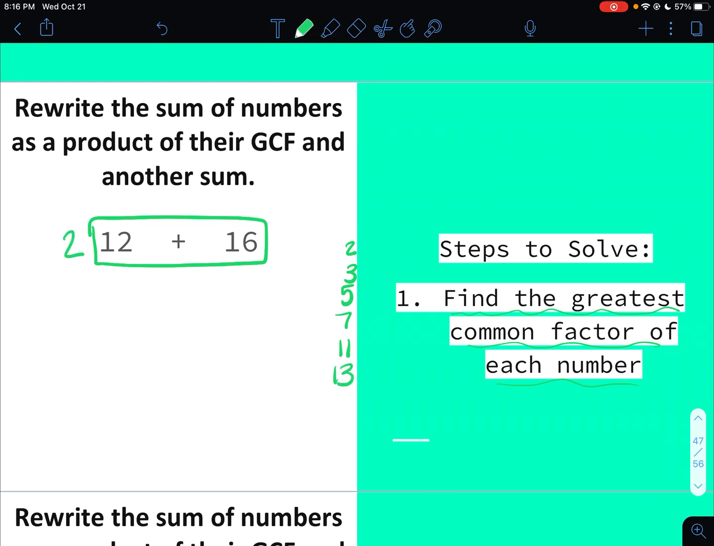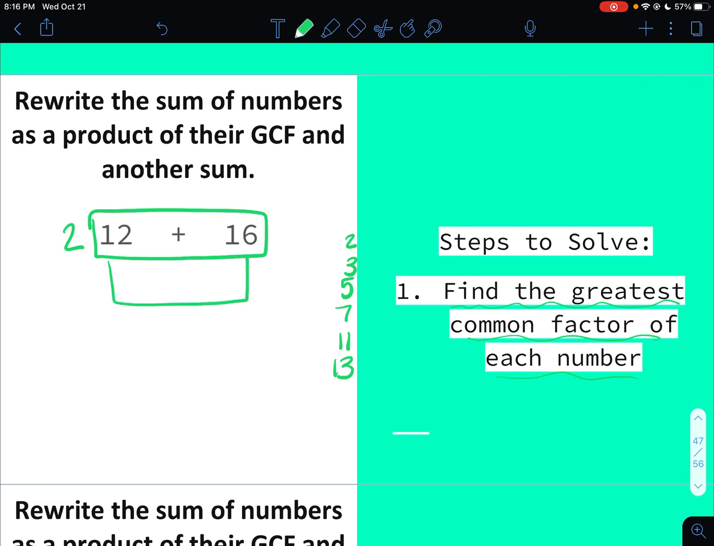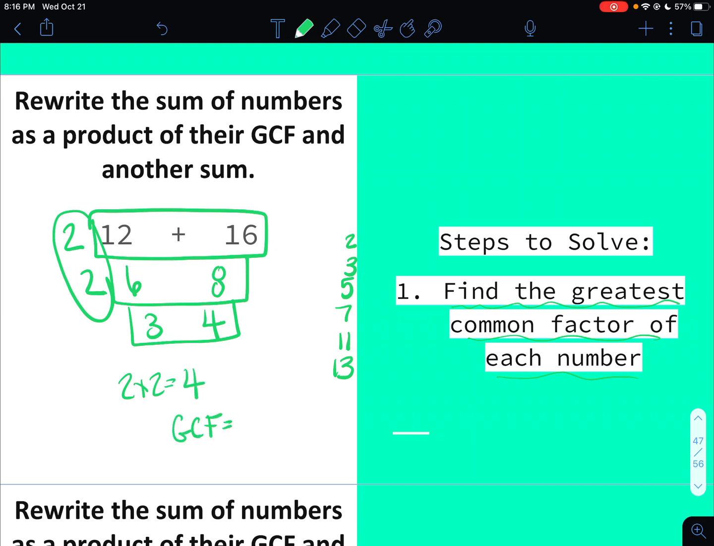So I know 12 and 16 are divisible by 2. Draw your next layer. 12 divided by 2 is 6. 16 divided by 2 is 8. Oh, they're still divisible by 2. 3 and 4. I cannot divide 3 and 4 by a prime number. So 2 times 2 is 4. So the greatest common factor of 12 and 16 is 4.